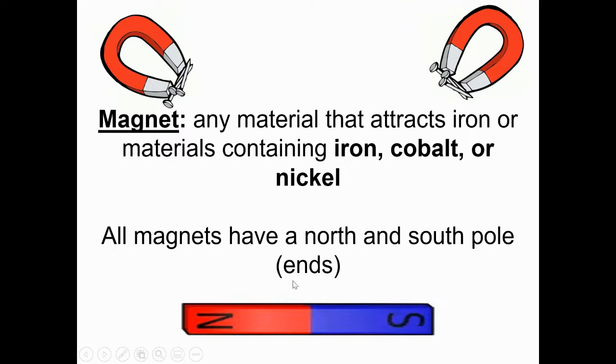All magnets have a north and a south pole. Sometimes they're labeled, sometimes they're colored, but they all have a north and a south pole, and these are just the ends of a magnet. Very similar to our positive and negative ends and our charges, we have a north and a south pole.